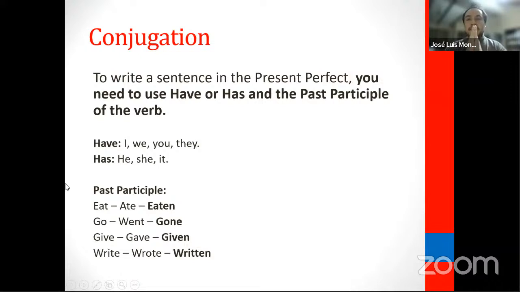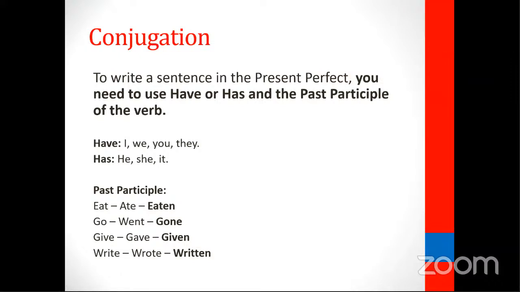To write a sentence in the present perfect, you need to use have or has and the past participle of the verb. Have: I, we, you, they. Has: he, she, it. Past participle, I think there are some examples: eat, ate, eaten. Go, went, gone. Give, gave, and given. Write, wrote, and written.